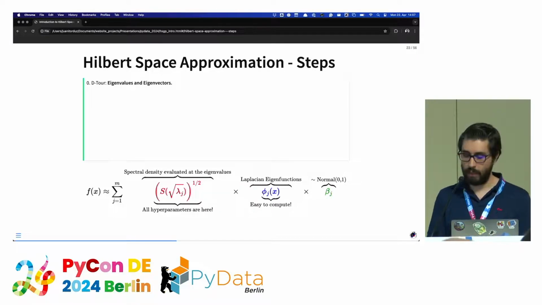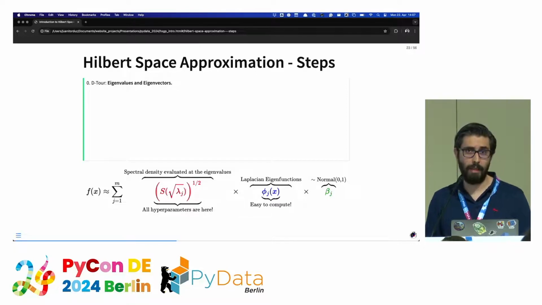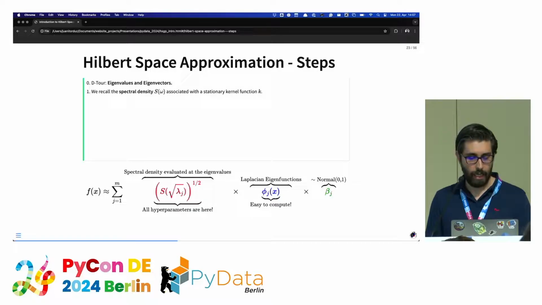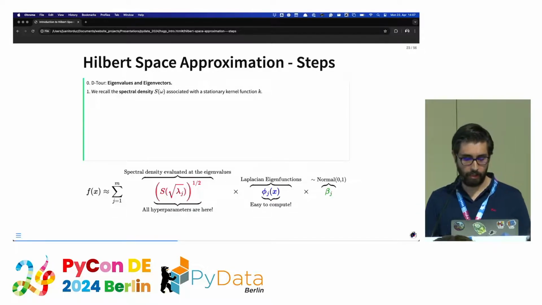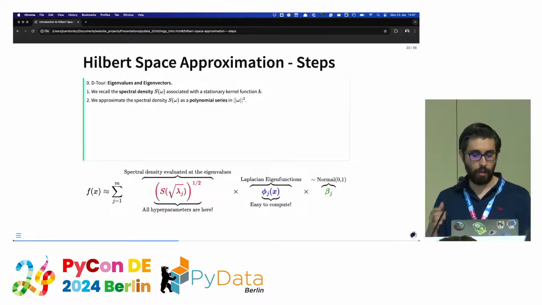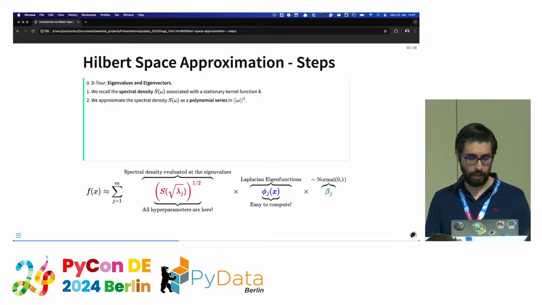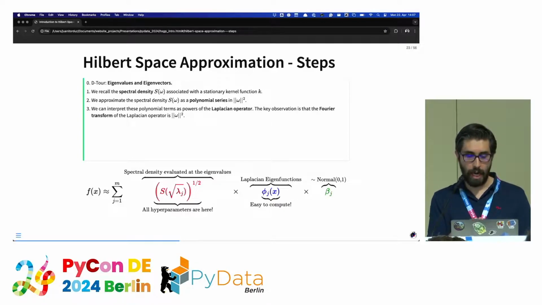We're going to take a detour on eigenvalues and eigenvectors, because I think this is the key component, and it's often overlooked, and I think it's a very strong theory. Then, as I mentioned, we're going to associate to each kernel what is called the spectral density, and run a polynomial expansion on this. And I haven't done anything unless I bring in the Laplace operator, and I'm going to explain that if you take the Fourier transform of the Laplacian, you can plug it into this approximation.